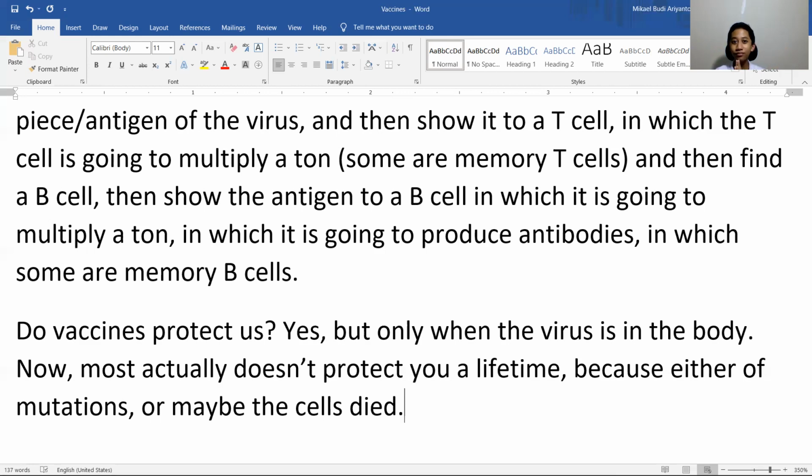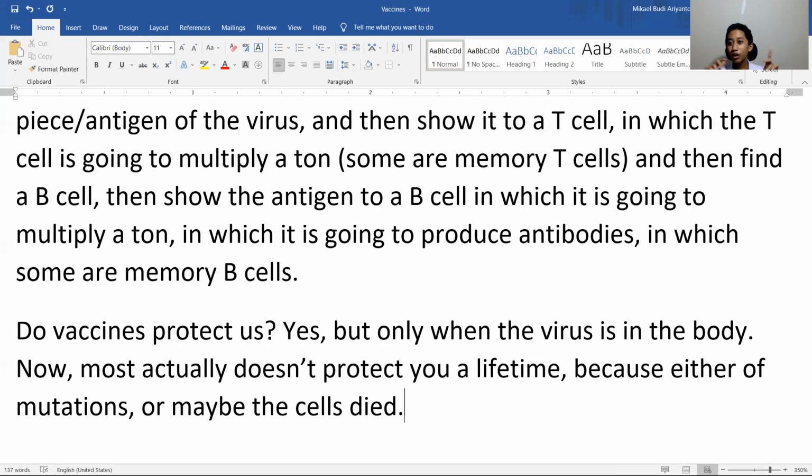So yeah, never assume that vaccines protect you for a lifetime. Some do, at least, because of very, very low mutation rates. Then, please just do research on this. I only did this in a nutshell, in pretty simple terms.